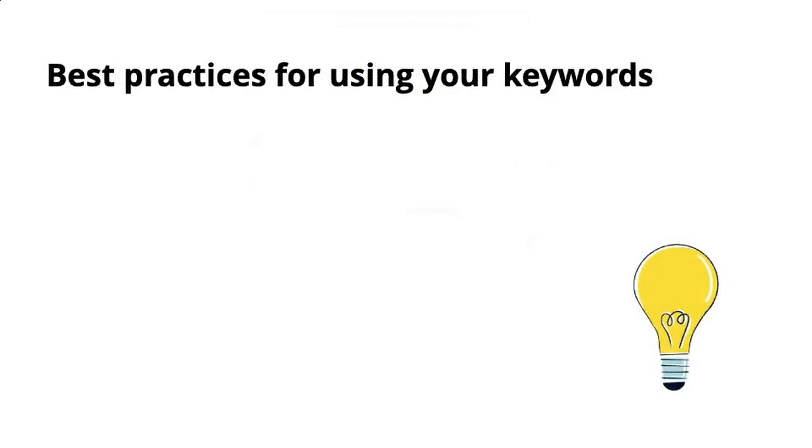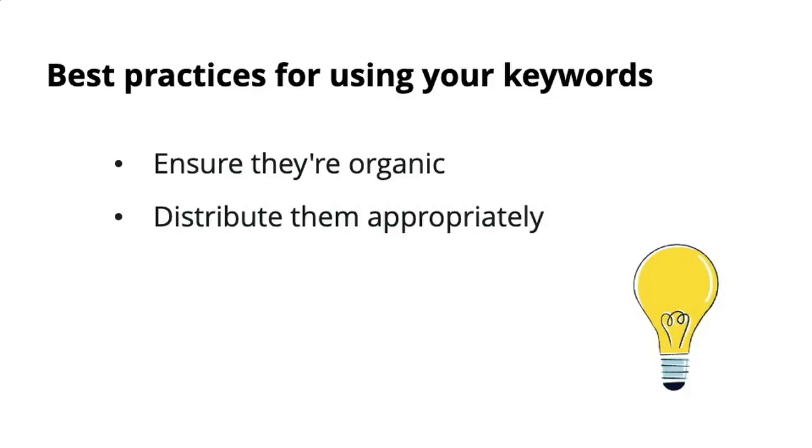So, some best practices for using your keywords. Ensure they're organic. Like we talked about, making sure they're natural. You should not be trying to make any keywords work. They should already be what your content's about. Distribute them appropriately, making sure they're sprinkled throughout all of your different pages and sticking to the same theme. Don't be overstuffing. I'm sure we've all seen this, it's very clickbaity and very spammy. In the long run, it actually penalizes you.